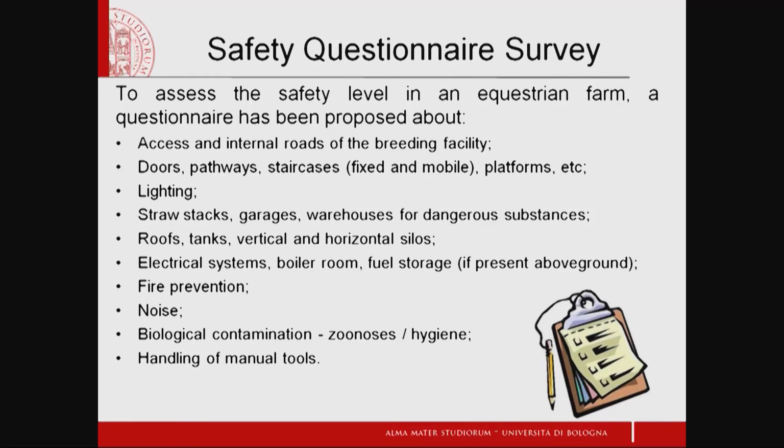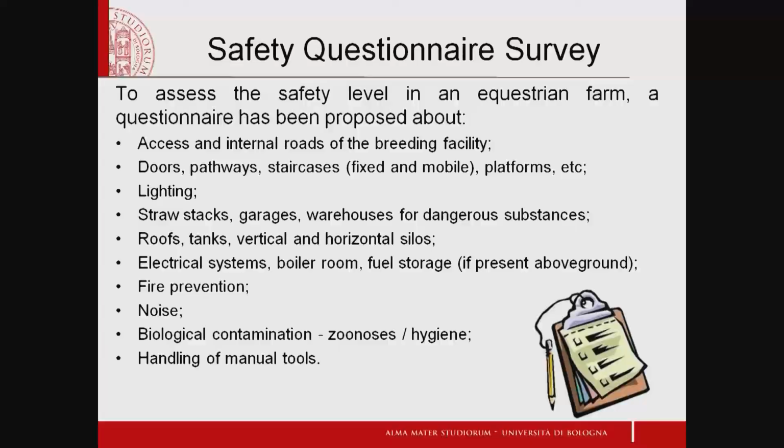The next step is to assess the safety level in equestrian farms, through a questionnaire that we have proposed, collecting some information. For example, the access and internal roads of the breeding facility, the type and number of doors, pathways, staircases, both fixed and mobile platforms inside the farm, lighting systems, presence of straw stocks, garage, warehouse for dangerous substances, type and constructive settings of roofs, tanks, vertical and horizontal silos. Also very important is other information about the electrical system, boiler room, and fuel storage if present above ground.